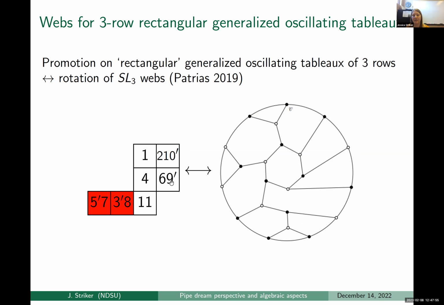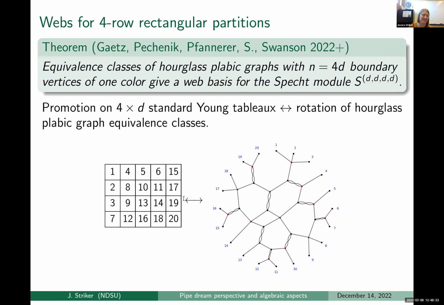So this was extended to things that don't look like rectangles, to things called generalized oscillating tableaux. And this was also in the Kuperberg basis. So notice this guy still has three rows. I won't exactly explain what's going on here, but you can turn this into this picture that does rotate, with an analog of promotion over here. So we can do three-row rectangles, we can do three-row weird oscillating tableau shapes, and now we can do four-row shapes. And this is joint work with Gates, Pagenik, Fannerer, and Swanson. And we've found diagrams that you can rotate, and that gives you promotion over here.